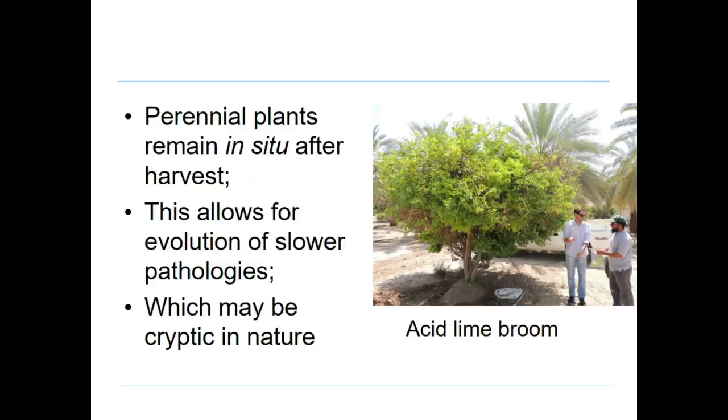However, a lot of pathogens are present in perennial plants, and these are plants that stay around through the year, and they can afford evolutionarily to be more slow acting, more passive. They can afford to hide, and this is what we're seeing in our study system, acid lime trees.